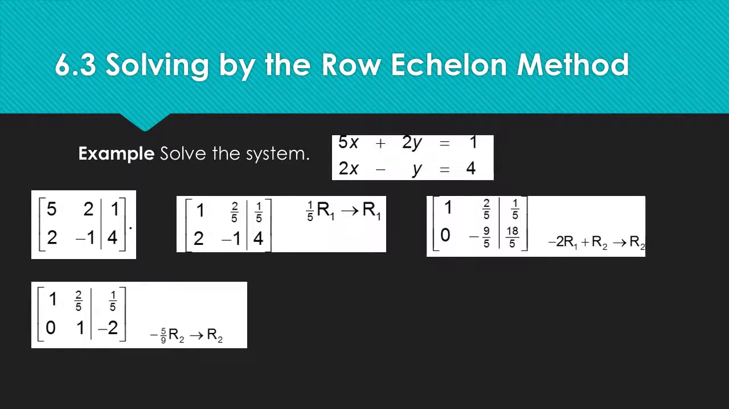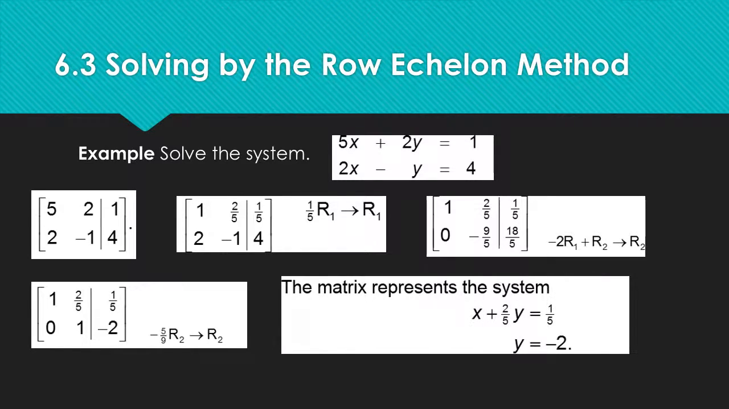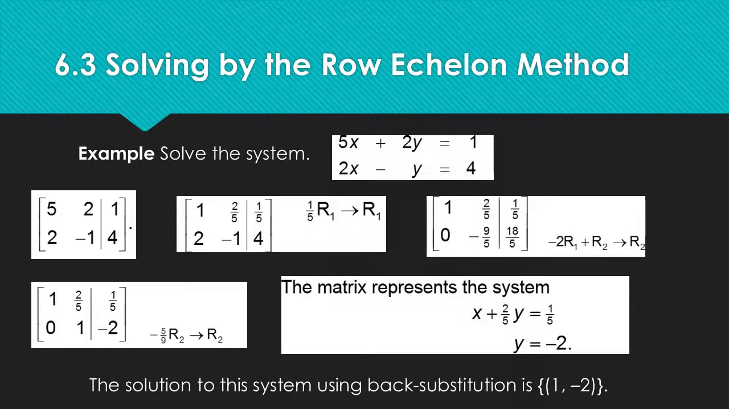And now we're really done with changing our matrix around because there's nowhere else to go. There's nothing under that 1. So now we rewrite our equations. We have x plus 2/5 y equals 1/5, and we have y equals -2. Well, now we know what y is. So substitute -2 in for y and solve for x. And we get (1, -2).